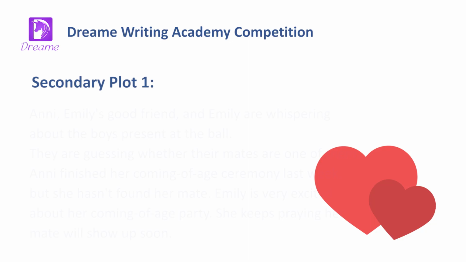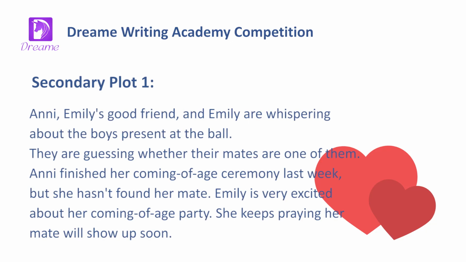Secondary plot. Ani, Emily's good friend, and Emily are whispering about the boys present at the ball. They are guessing whether their mates are one of them. Ani finished her coming-of-age ceremony last week, but she hasn't found her mate. Emily is very excited about her coming-of-age party. She keeps praying her mate will show up soon.